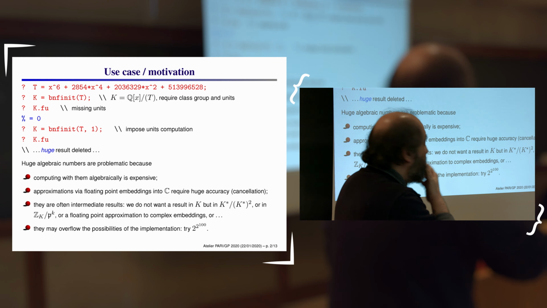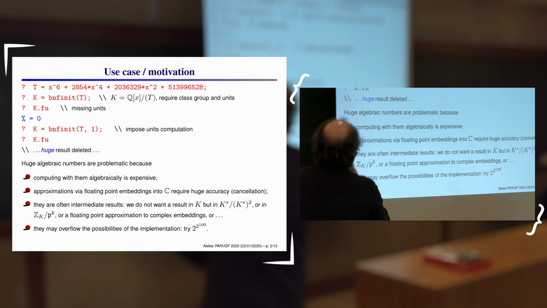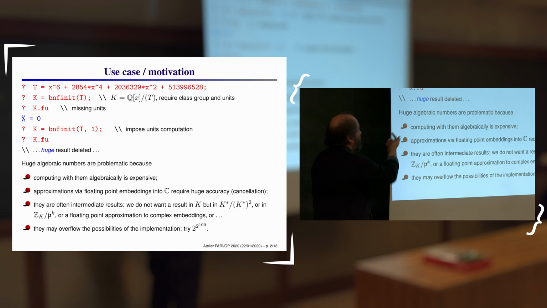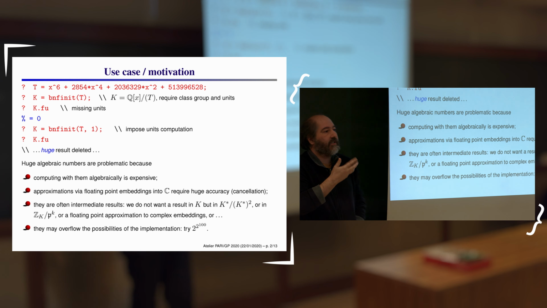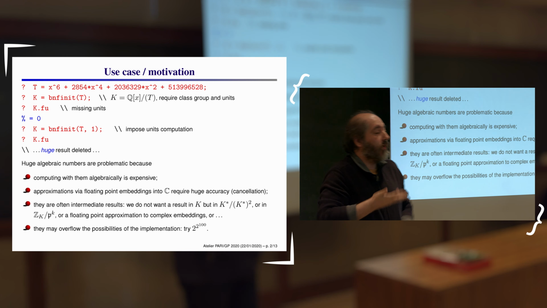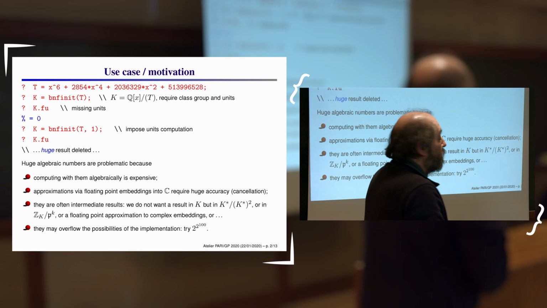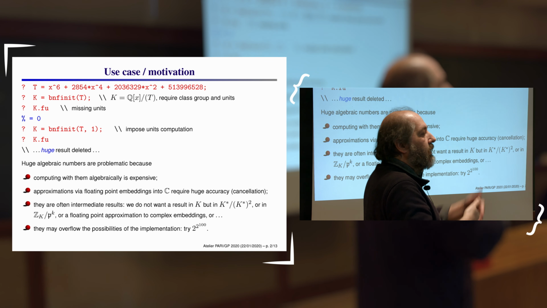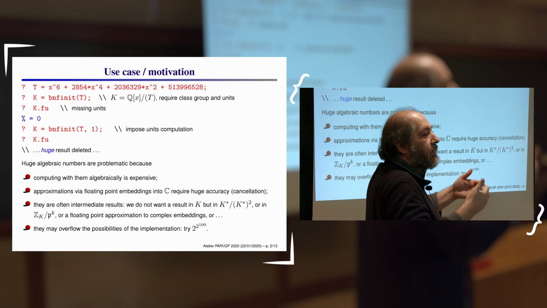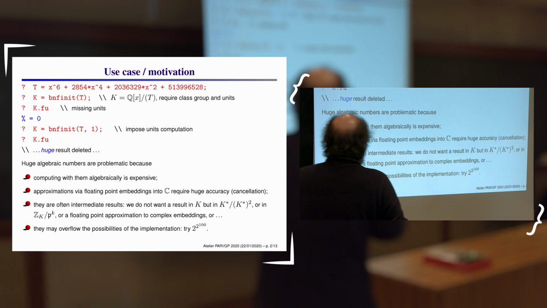Here, no. Okay. So this is problematic because, of course, computing with these huge objects is going to be expensive. We have all the information. They are in exact form. We can compute with polynomials and with rational coefficients. But if they are huge, it will take more time.